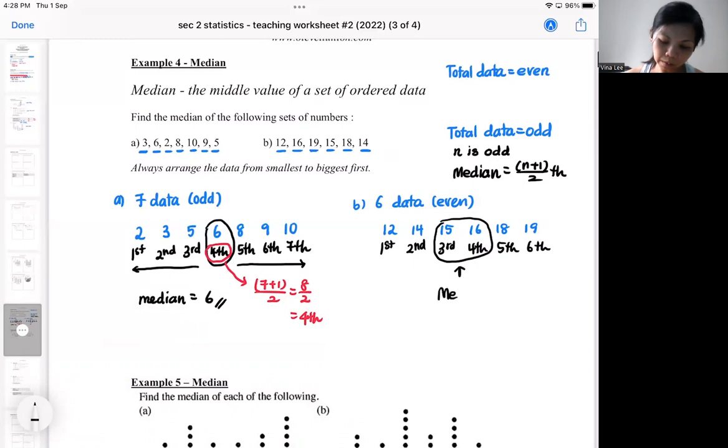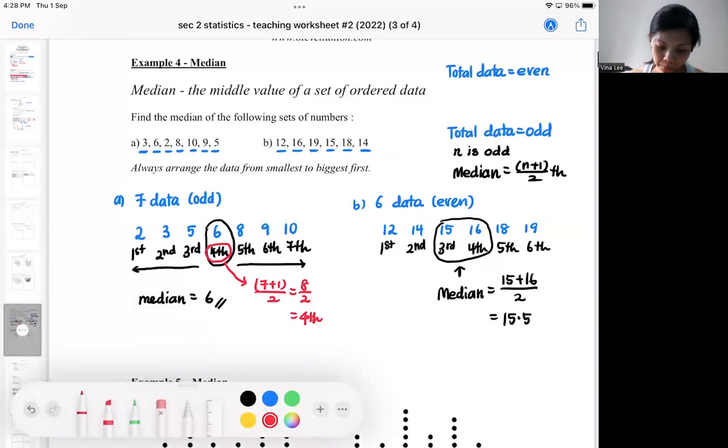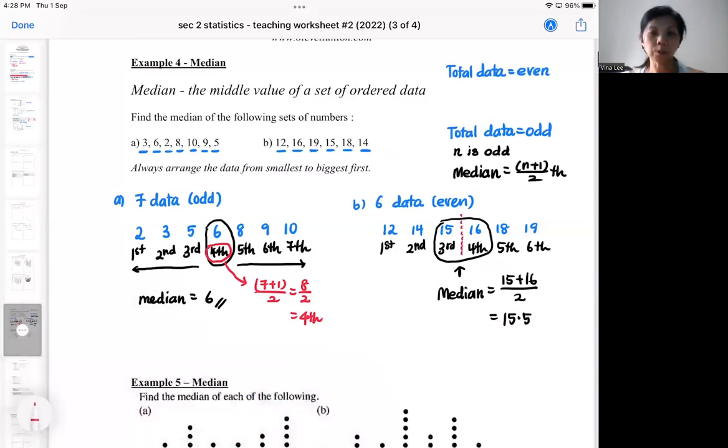So the median will be 15 plus 16, taking the middle 2, and it will be 15.5. So 15.5 is somewhere here. So it divides the set into 2 parts. The median has the power to divide the set into 2 parts.